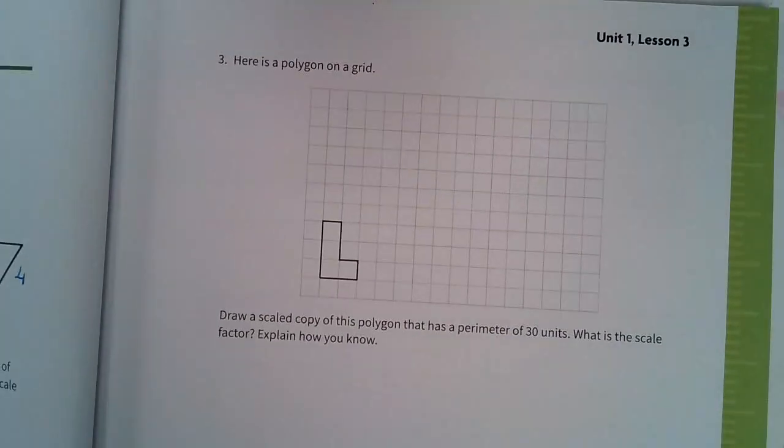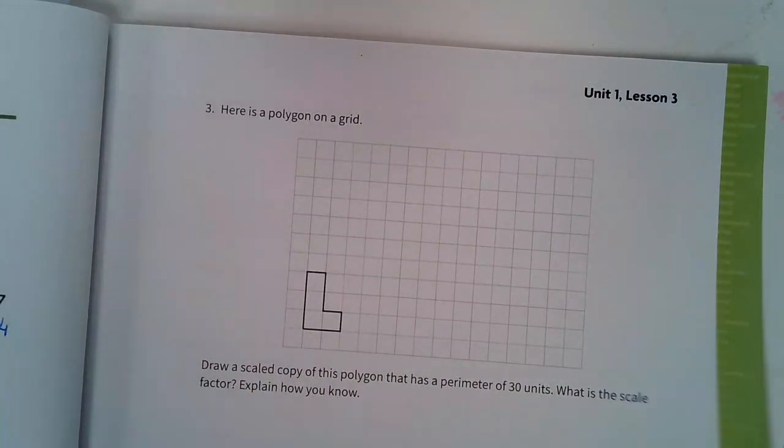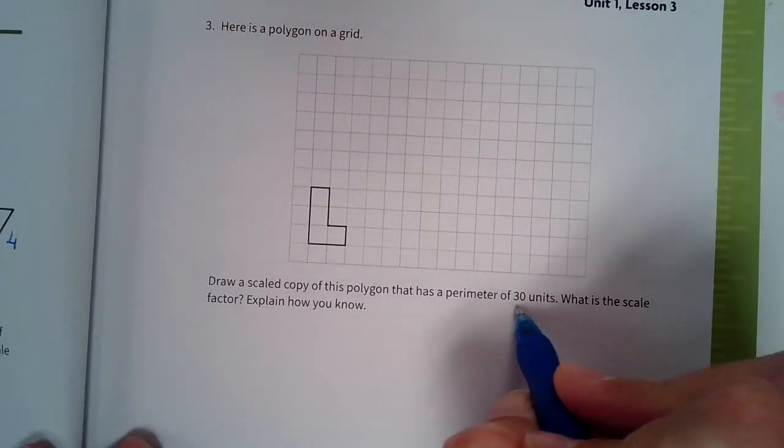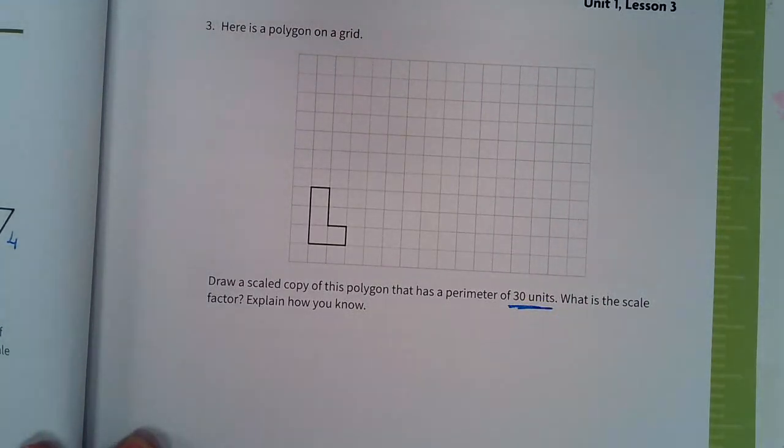Okay. Top of page 29, it says, here's a polygon on a grid. It says, draw a scaled copy of this polygon that has a perimeter of 30 units. Well, pull a stick here. Mr. Miller, how do I find the perimeter of a figure?